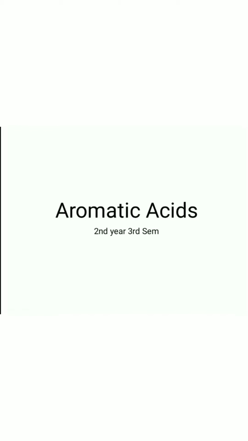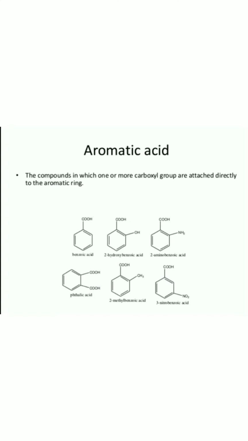The aromatic acids. The term acid can be signified with COOH, that is a C double bond O and the H. If it is directly attached to a benzene ring, we call it an aromatic acid. So the compound in which one or more carboxyl groups are attached directly to the aromatic ring, we call an aromatic acid.